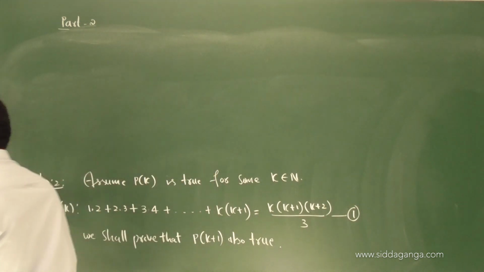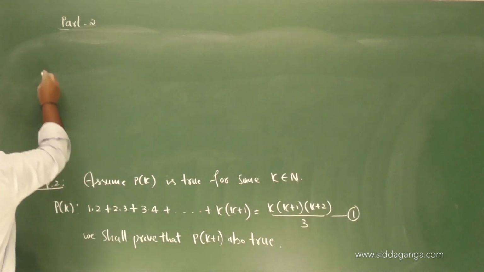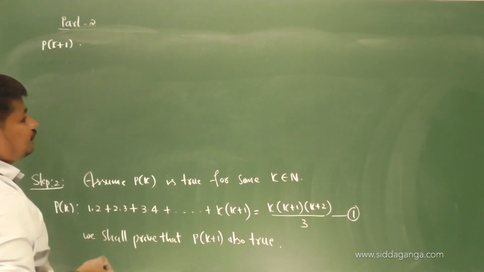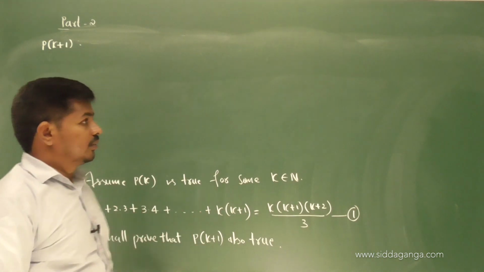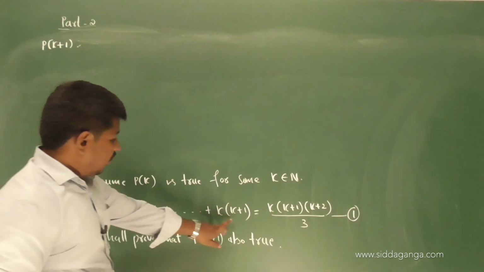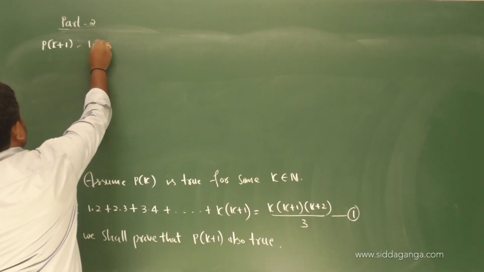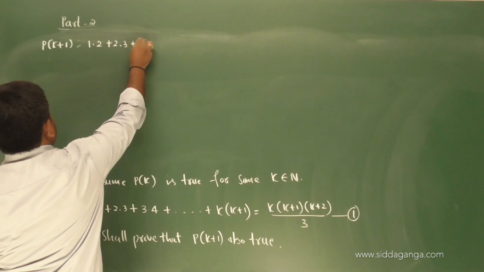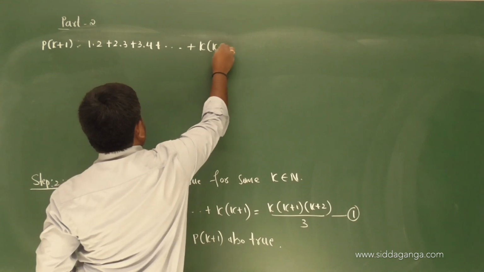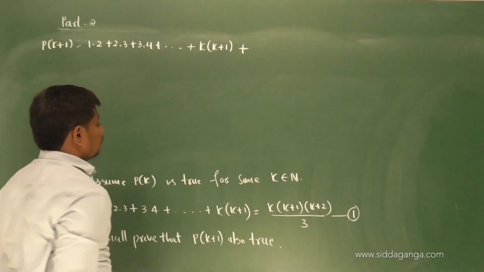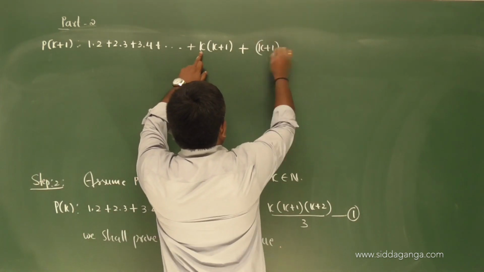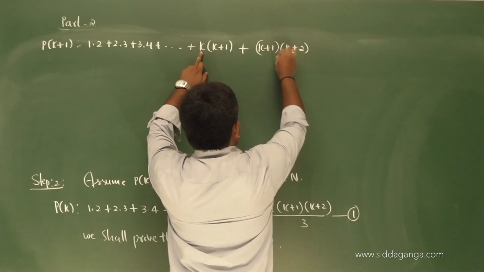If you learn how to write the P of k plus 1 statement, then definitely you will be able to prove P of k plus 1. So P of k plus 1 is what? Till the kth term as it is, you write 1 into 2 plus 2 into 3 plus 3 into 4 plus, till the kth term, which is k into k plus 1, right? Plus the k plus 1th term. Just replace k by k plus 1: k plus 1 into k plus 2.